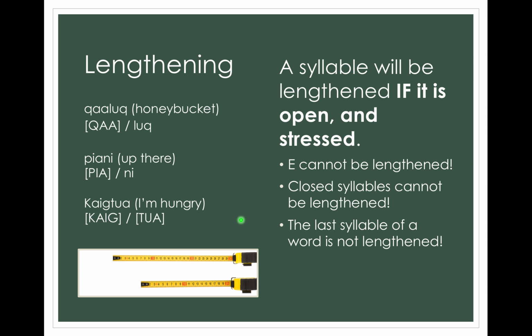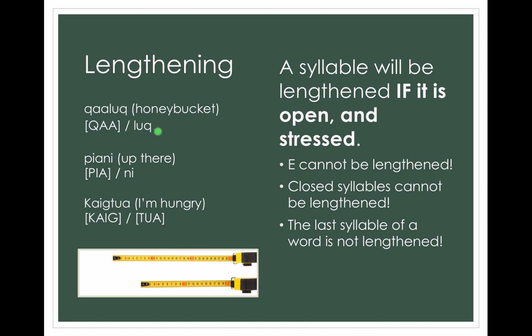So lengthening happens when a syllable is open and stressed. E cannot be lengthened. Closed syllables cannot be lengthened. And the last syllable of a word is never lengthened. So if a syllable is open and stressed, then we know it is also lengthened. So I have some examples here.